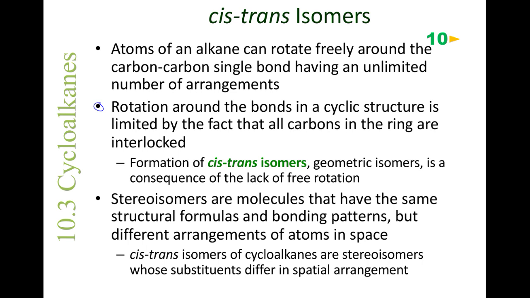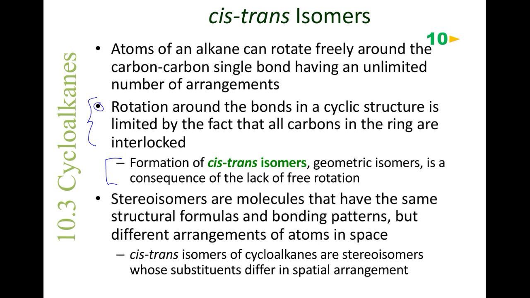And the best way to see this is to actually make a molecular model of a cycloalkane, and you'll see that you do not have free rotation around the carbon-carbon bonds in a cycloalkane. So based on this, you get the formation of cis and trans isomers, which are called geometric isomers, and those geometric isomers are a consequence of that lack of free rotation, that inability of the cycloalkane carbon-carbon bonds to rotate completely.